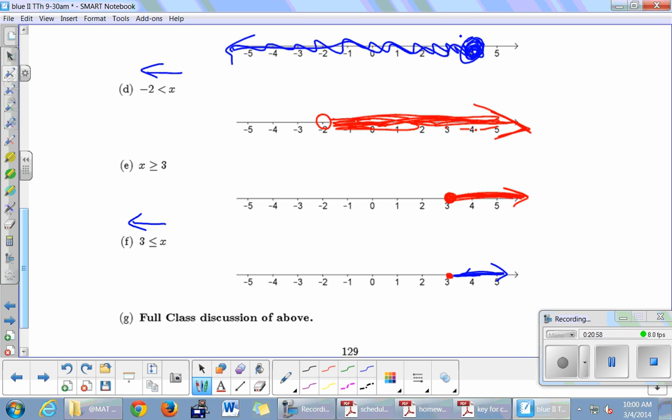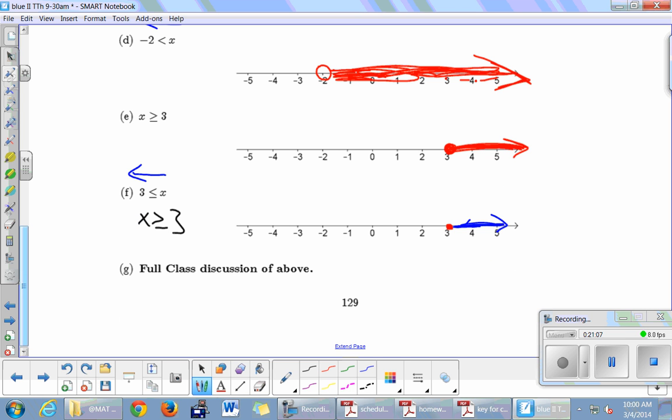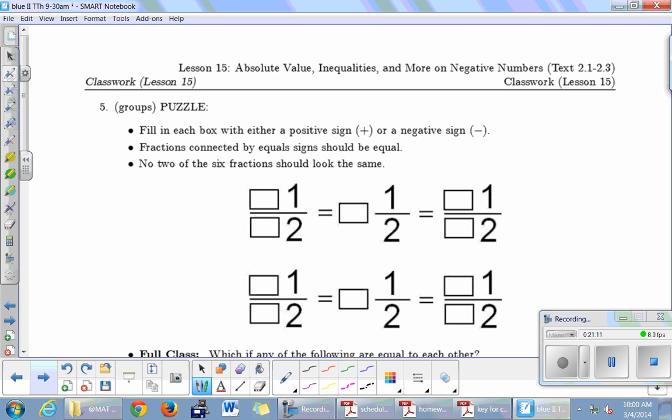Absolutely. Nope. Completely feel free to rewrite it in. Yeah, totally fine. Okay, so that's how we graph some inequalities. Next thing we're going to do is on the next page.